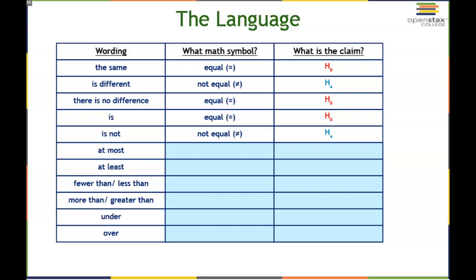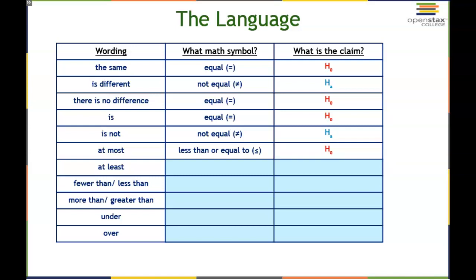At most. Let's say the baby is at most 6 months old. Now, these next words can be a little bit tricky, but if the baby is at most 6 months old, then it could be 0 months, 1 month, 2 months, 3 months, 4 months, 5 months, or 6 months. That 6 months is included. And therefore, if the baby is at most 6 months, that means in math, it's less than or equal to 6 months. And because it's less than or equal, that does contain equality, and therefore your claim is an H0.